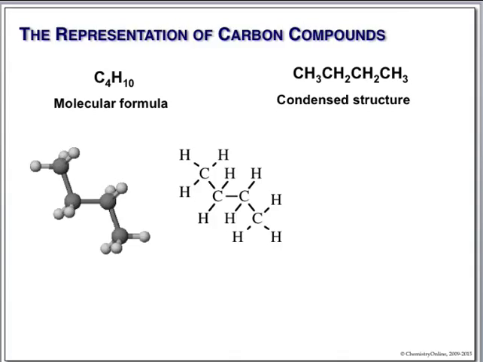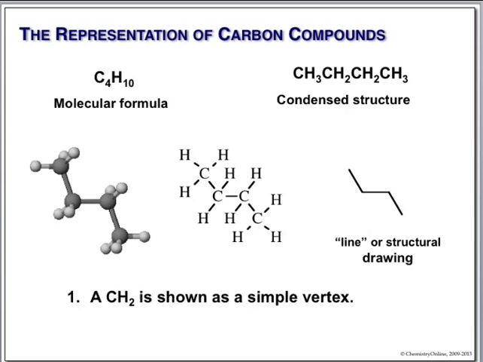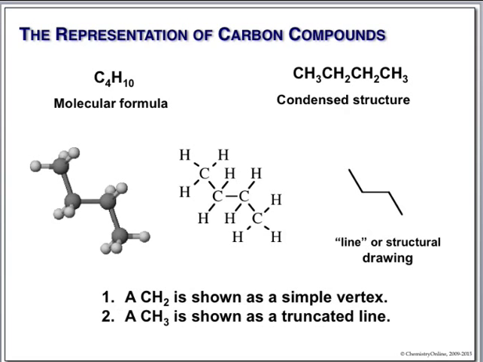Another way to draw this is called a Kekulé structure. In a Kekulé structure, you actually show all of the atoms, all of the bonding, with our little dashes to represent the covalent bonds. This is very useful, except that it gets to be a real pain. Organic chemists get real tired of drawing little H's and stuff like that. Therefore, this is the ultimate in simplicity, and this is what we use mostly when we draw organic compounds. This is called a line or a structural drawing.